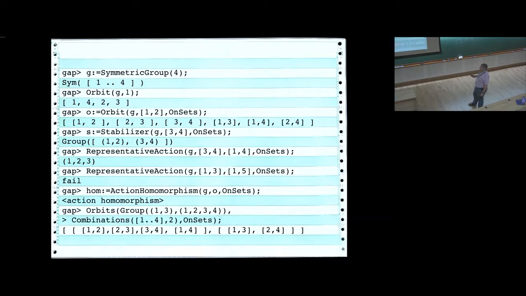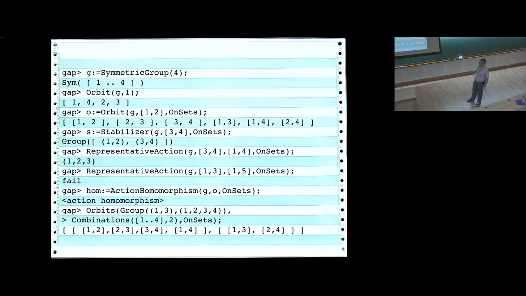I construct the symmetric group on 4 points. I could ask for the orbit of the point 1 under the group. Because of the generating set chosen, the orbit is not automatically sorted. It doesn't have to be, just be aware of that.